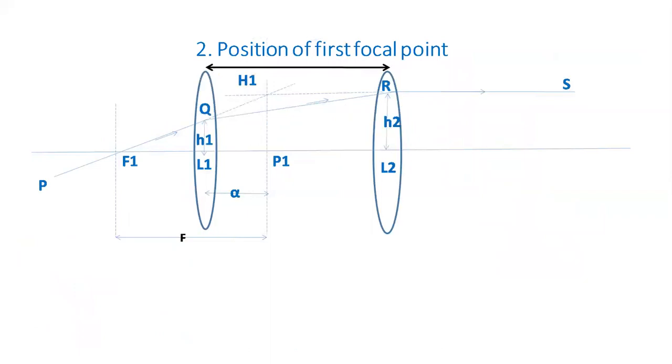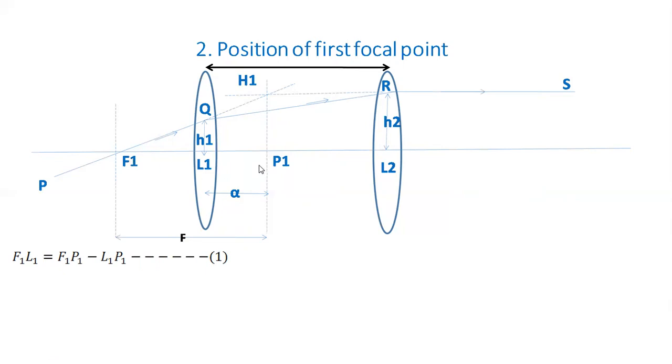Now, let us find the position of the first focal point. This is F1. I find the position of the first focal point F1 from the first lens L1. Here this is on the left side of the lens L1. Therefore, this is on the negative side. Therefore, F1 is on the left side. Let us derive the relation here. Let's find the value of F1 L1.